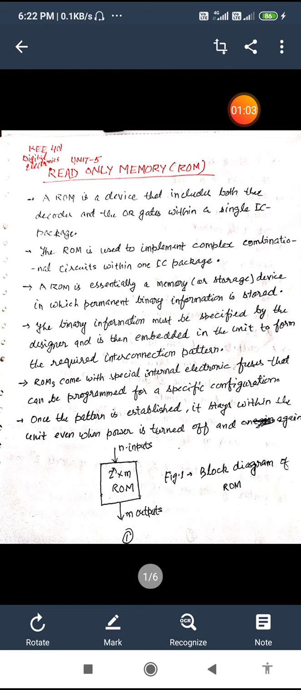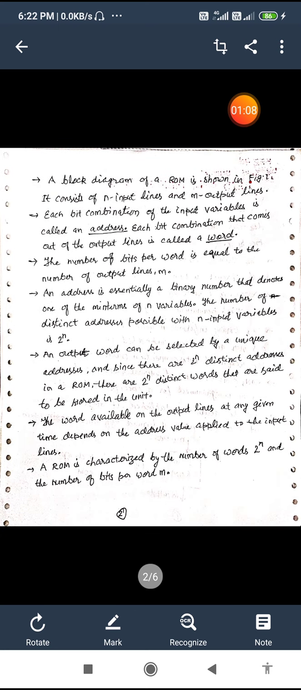It consists of a 2 to the power of n by m ROM, with n inputs and m outputs. A block diagram of a ROM is shown in figure 1. It consists of n input lines and m output lines. Each bit combination of the input variables is called an address. Each bit combination that comes out of the output lines is called a word. The number of bits per word is equal to the number of output lines, m.